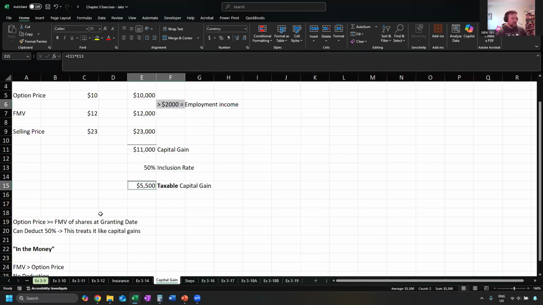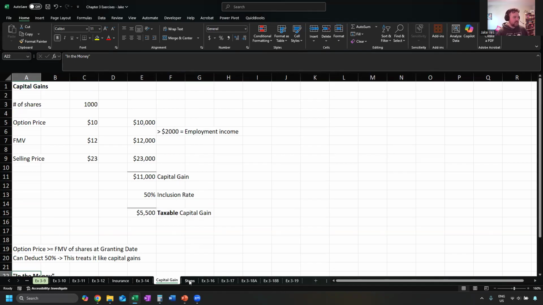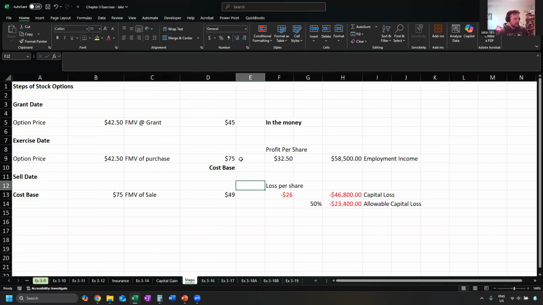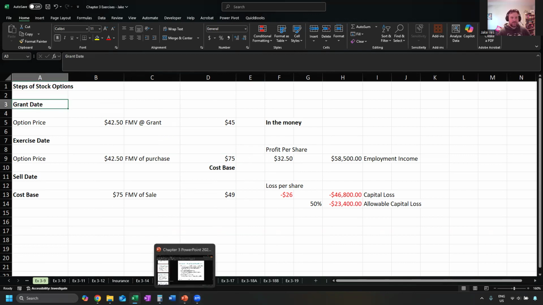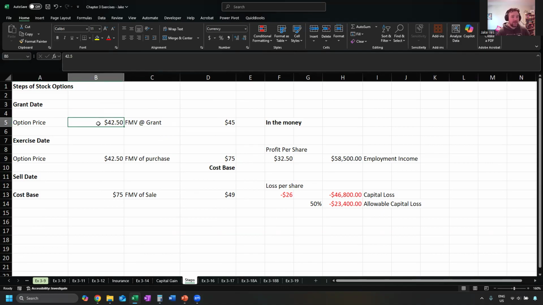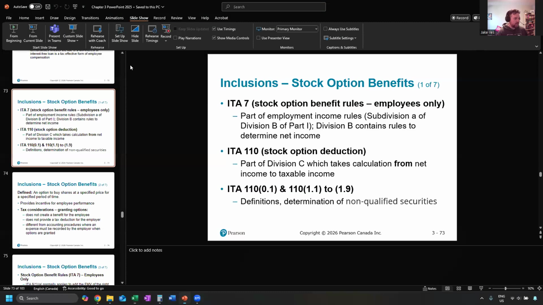I'm going to talk about the concept of in the money when we get to the deduction. There's a deduction related to this, but I don't want to jump to it just yet. These are the steps in the stock options. We're worried about the grant date. So let's go to the slides, get through some of the theory. And when we're discussing the potential deduction, I'll come back and discuss why the value of the options at the grant date are so important when the exercise date is often what we're concerned with.